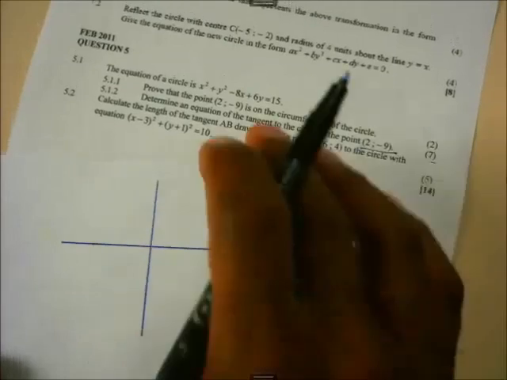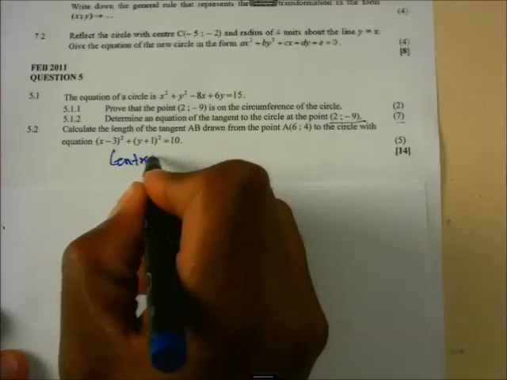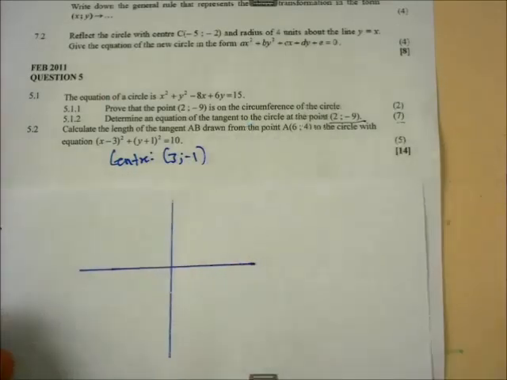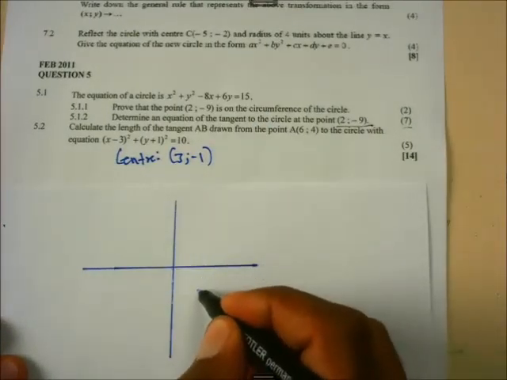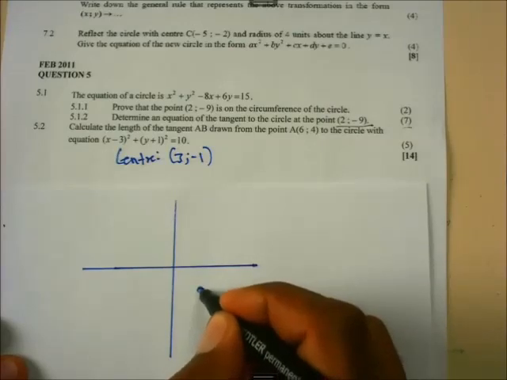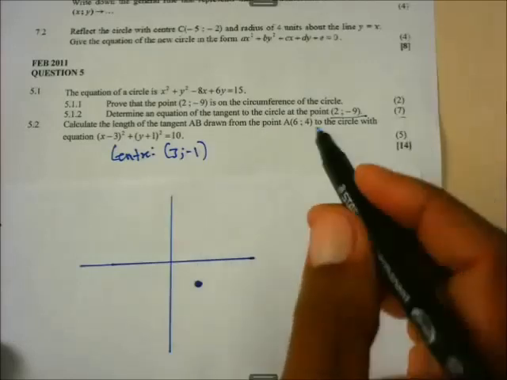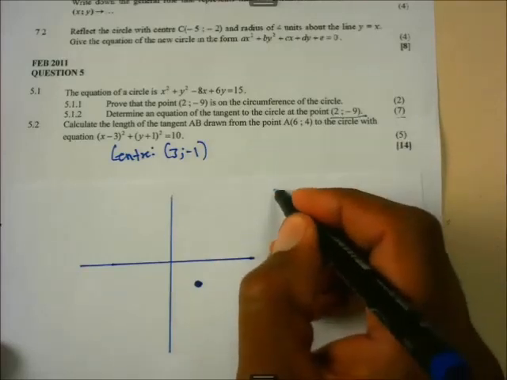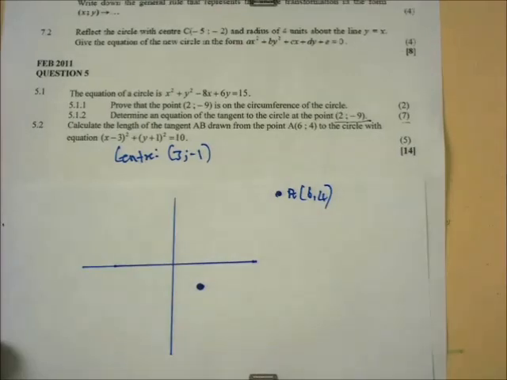Now from here, what is the center of the circle? The center of the circle will be (3, −1). We agree that x is 3, y is −1, and that is the center of the circle. Now, where is this point A? Point A is (6, 4), so that will be A on this side.